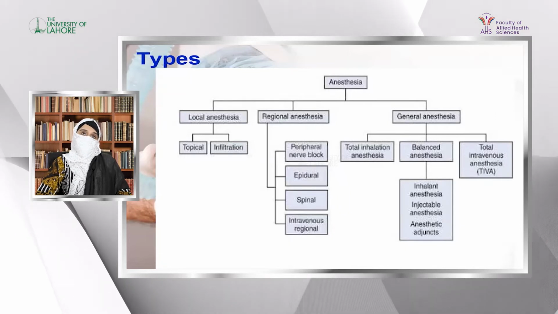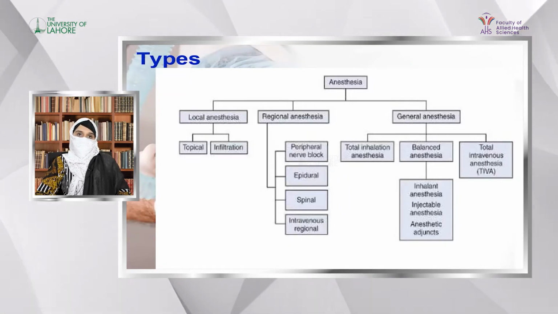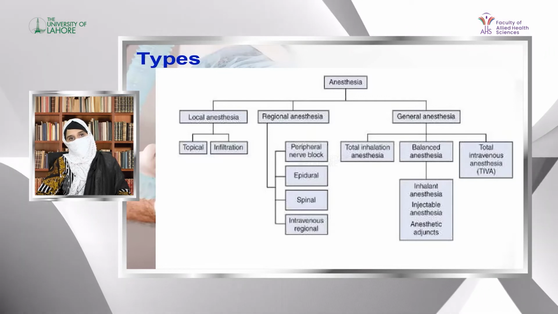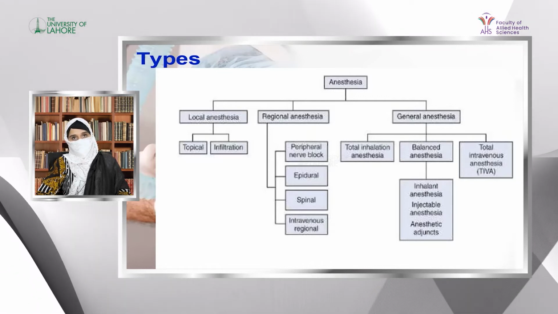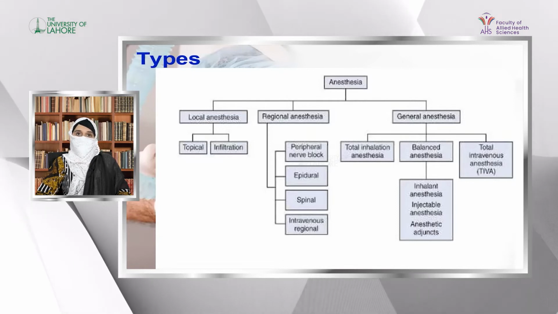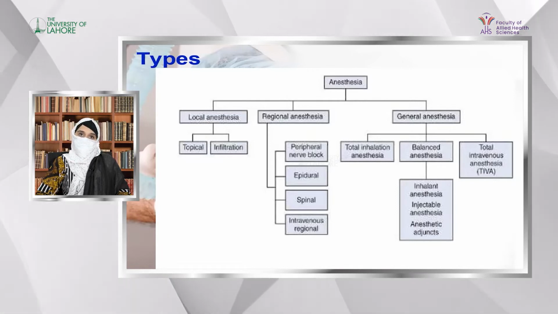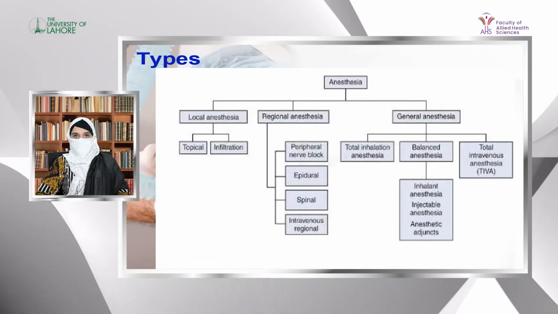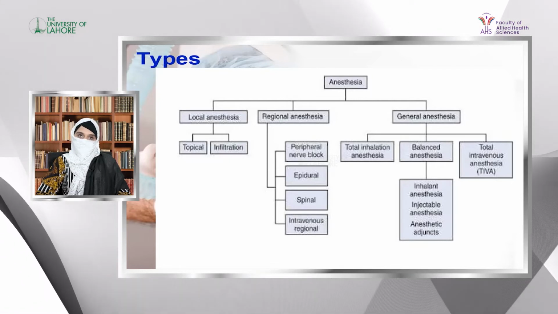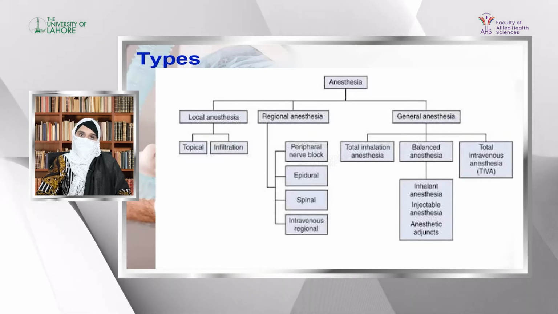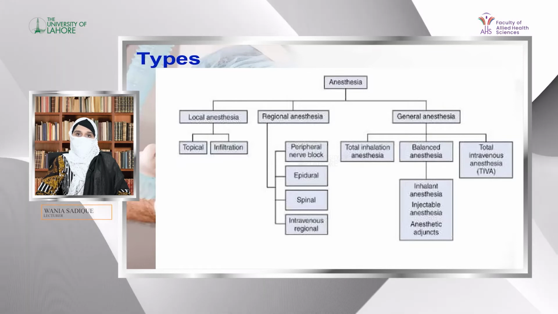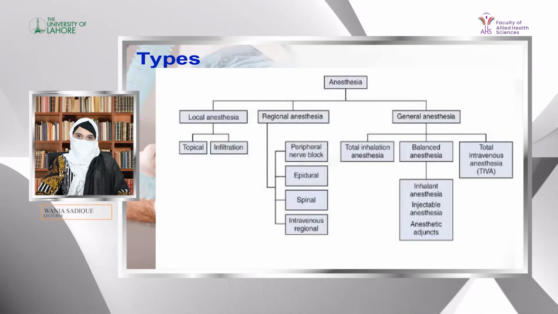Regional anesthesia is further divided into spinal and epidural anesthesia, and the local anesthesia is further divided into topical and infiltration anesthesia. General anesthesia is further divided into total inhalation anesthesia, TIVA, total intravenous anesthesia, and balanced anesthesia. Balanced anesthesia is a combination of inhalant anesthesia, injectable anesthesia, and anesthetic adjuncts.